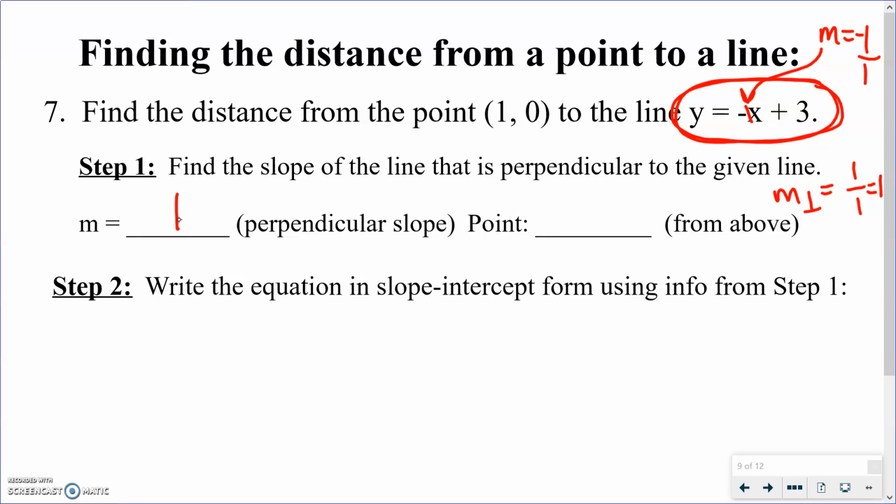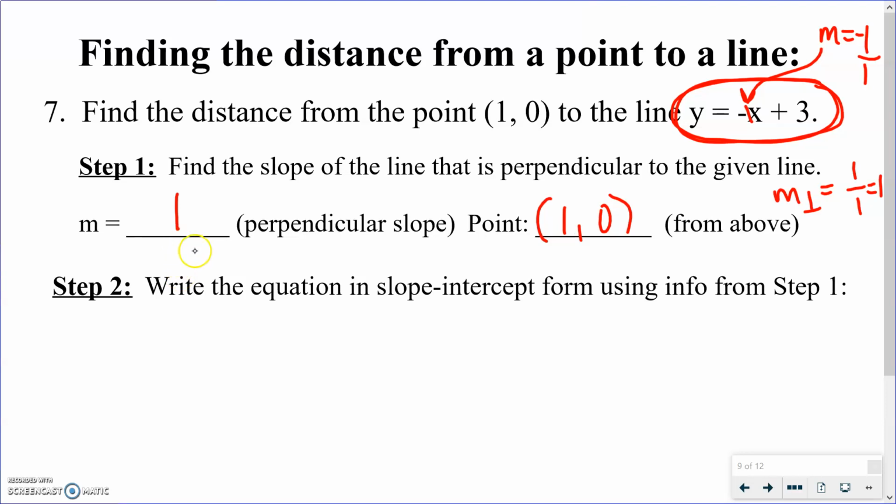Then the point, we're just going to copy down the point from right here. So this is the point that we're finding the distance from. We need to figure out the point that we're going to be going to. So we're going to find a perpendicular line that goes through the point 1, 0, because that's what's going to intersect our original line of y equals -x plus 3. And we'll figure out the intersection point, and then we will find the distance.